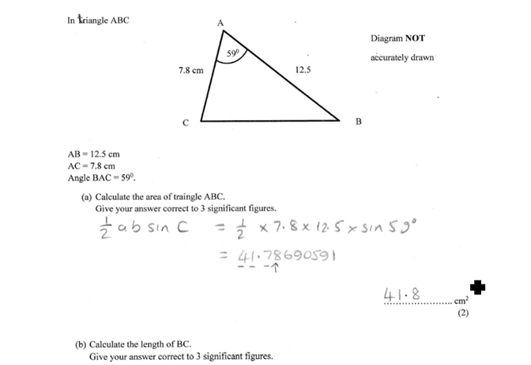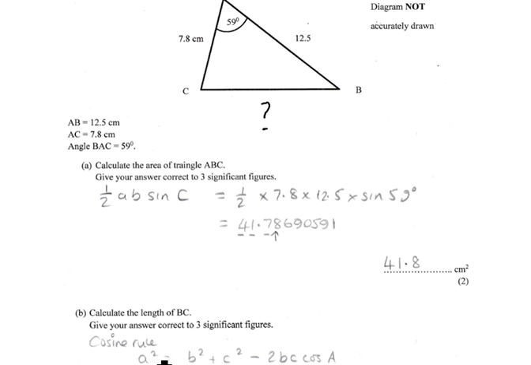Now calculate the length from B to C. Now if we're trying to work out this side, what you'll find is that all three sides are now involved in the question. So we must use the cosine rule. So the cosine rule tells us that a squared equals b squared plus c squared minus 2bc cos A. We call our unknown side a because we know angle A. It's already labelled as such, so that makes it easier. So we just got to put the numbers in now.